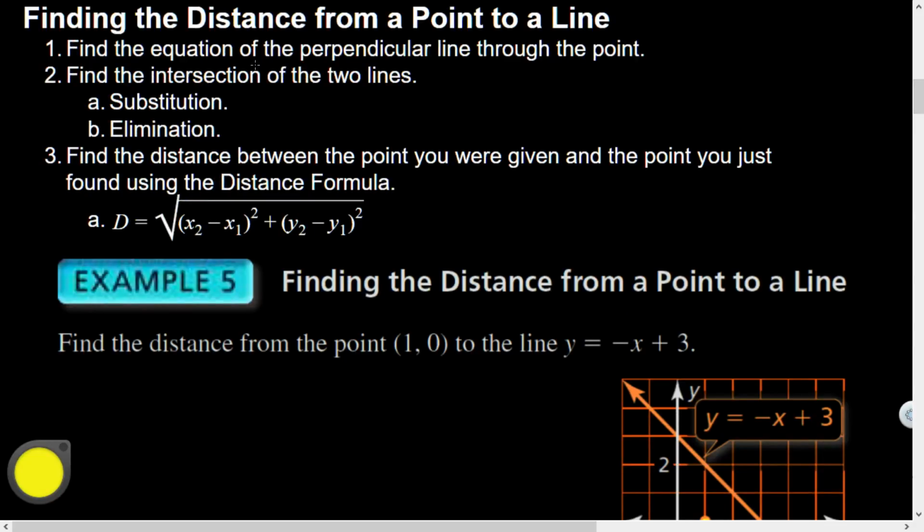It says find the equation of the perpendicular line through the point, which notice was pretty much the entire previous problem, right, Ryan's friend? They're agreeing with me.